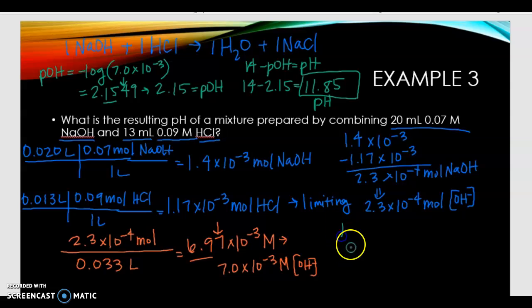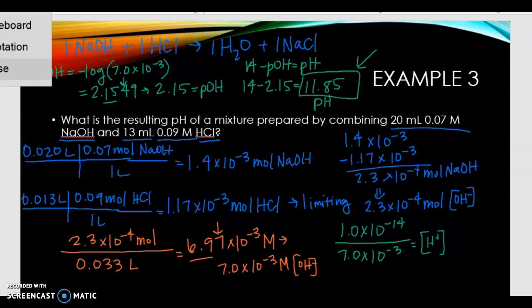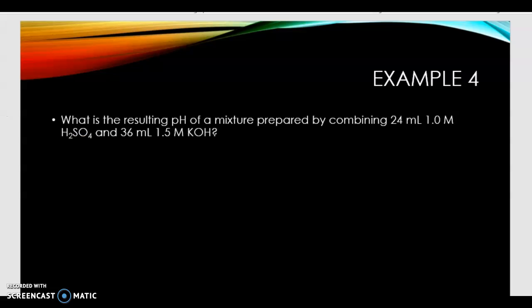Now, we could have used the constant for water, the ion product constant, and divided by the hydroxide concentration. So we could have done 1.0 times 10 to the negative 14 divided by 7.0 times 10 to the negative 3 to get the hydrogen concentration, and then taken the pH of that. It should give us the same answer as what we got for the pH. So either way that you do it, it should give you the same answer or one that's within a decimal, so it shouldn't be anything completely different. And this solution, because it has a pH of 11.85, is going to be considered basic.